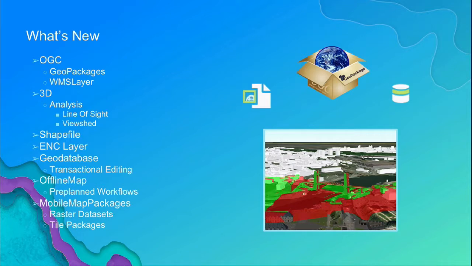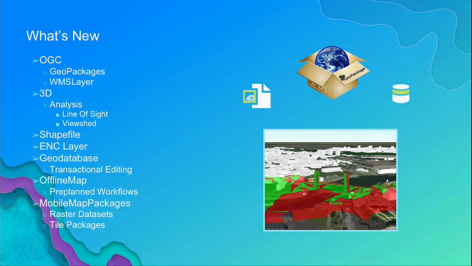So these are some of the new features that recently came in the last 2 releases. We now support OGC layers like WMS and geo packages. As I mentioned, the 3D analysis that we showed is a relatively new component. We have support for the shapefile, CNC layers, offline maps, and we also now support mobile map packages with raster datasets in them or tile packages in them.